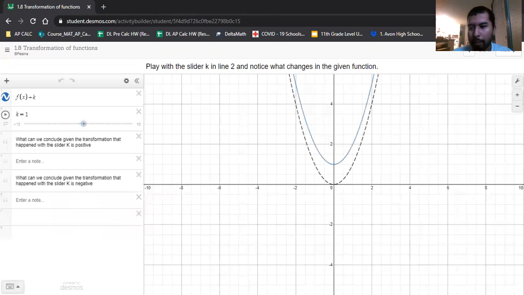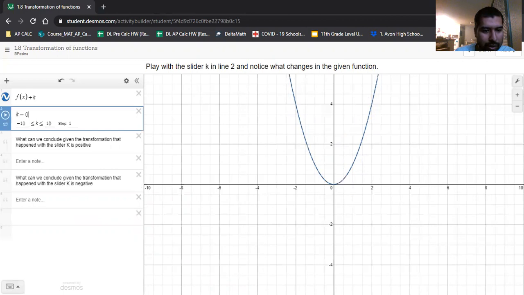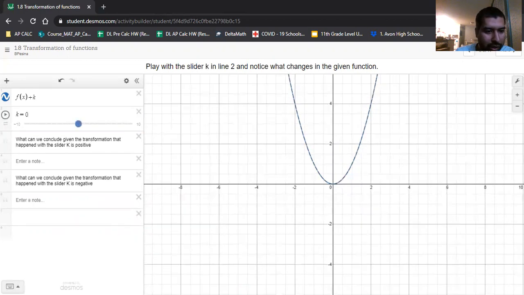The next part of the activity asks us to play with the slider k. It's this right here, in tab number 2, and we're going to see what it does to the function. Here we have the original function, f of x plus k. We don't know what f of x is, even though we can probably tell it looks like a quadratic. So I'm going to play with it and see what I observe.